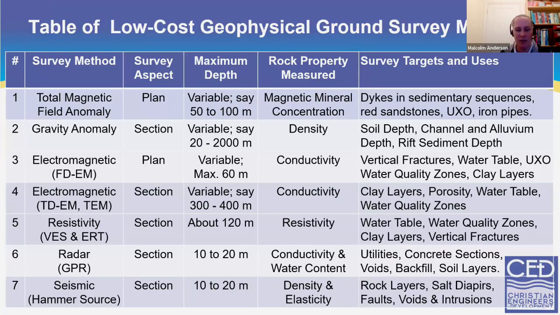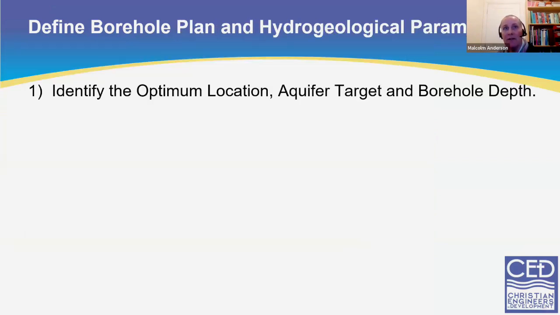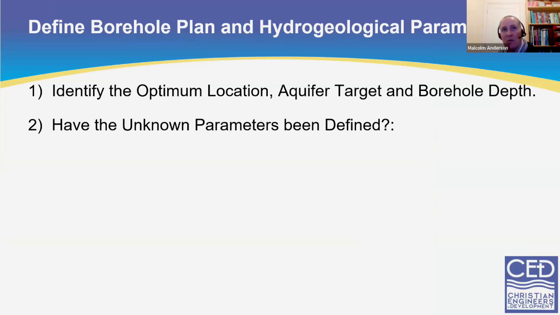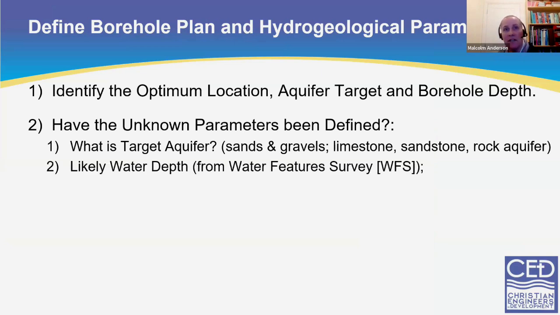Because the time's marching on, I'm just going to say that this is a table which covers what I've said so far. You can look at that at your leisure when we hand it out. So once you've got that geophysical information, you can then define your borehole construction plan, and the geophysics will hopefully help identify the optimum location, target, and borehole depth. But you need to review whether the unknown parameters have been defined. Is the target aquifer defined? Sands, gravels, limestone, sandstone. Have you identified one of those with the geophysics?